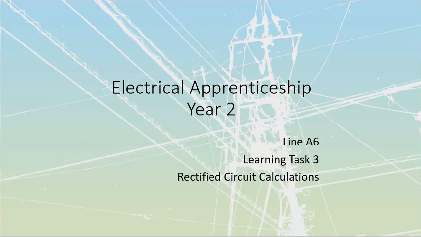All right, line A6, we're going to take a look at learning task 3, which is going to be rectified circuit calculations. And I want us to be very clear about what's going to happen inside of these calculations. There's a lot of math that is laid out on top of the module over here. They're going to give us a bunch of new formulas to go and put together.